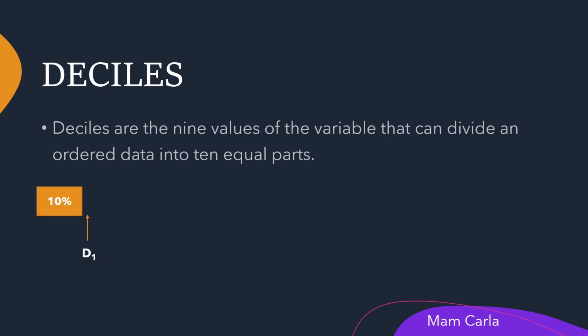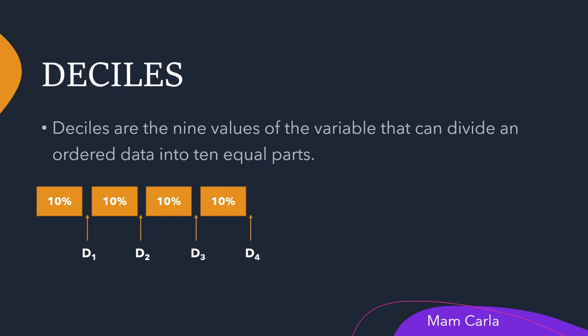D sub 1 is the first decile under which 10% of the total population lies. D sub 2 is the second decile under which 20% of the total population lies. D sub 3 is the third decile under which 30% of the total population lies. D sub 4 is the fourth decile under which 40% of the population lies.